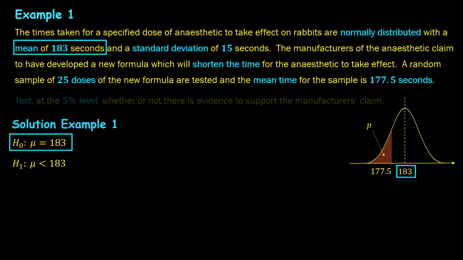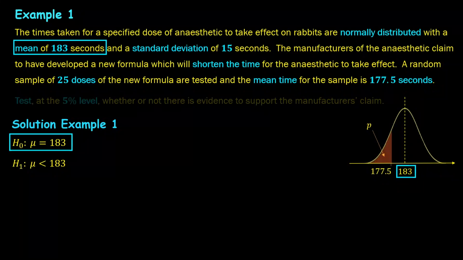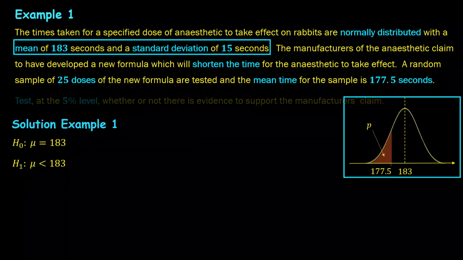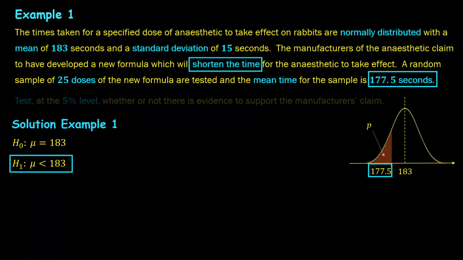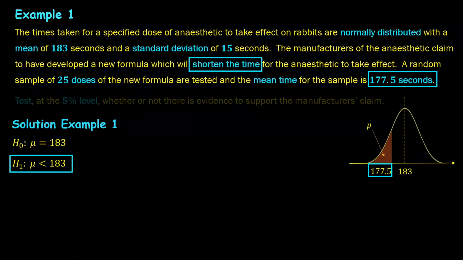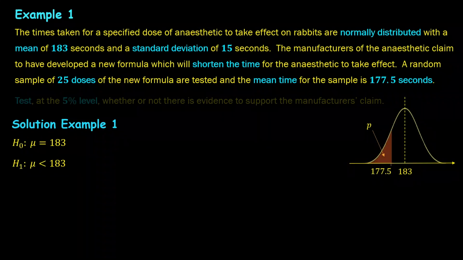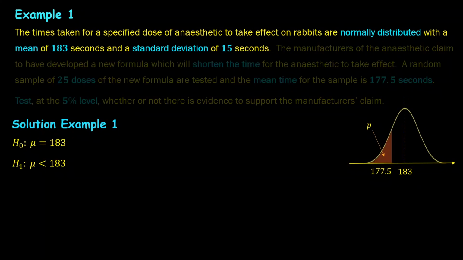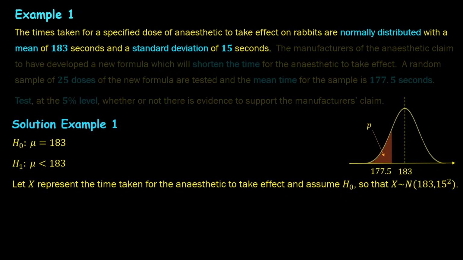So this is the mean of our distribution, 183, and it has a standard deviation of 15. And we're going to test whether the time has shortened or not. Is this new value, 177.5 seconds, in the lower 5% tail? Is this in the lower tail or is it not in the lower tail? So let's set up the test further.